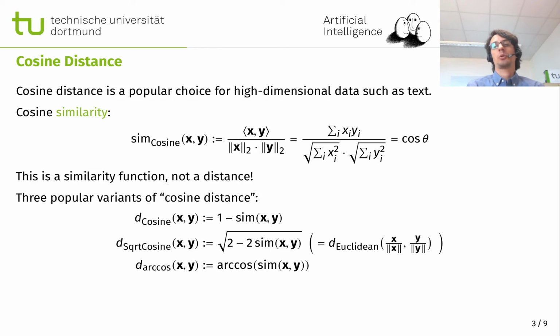There are several variants of cosine distance. The first one is probably the most used one. If you call the function cosine distance in a standard toolkit such as scikit-learn, it likely uses this first equation because it's so simple. But the first equation is not a metric. It does not have the triangle inequality. The second one, taking the root of twice this function, is a metric. And the third alternative is using the arccos distance, sometimes it is called. This one is also metrical, as we will see.